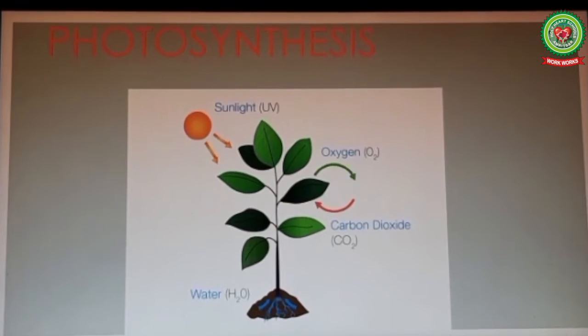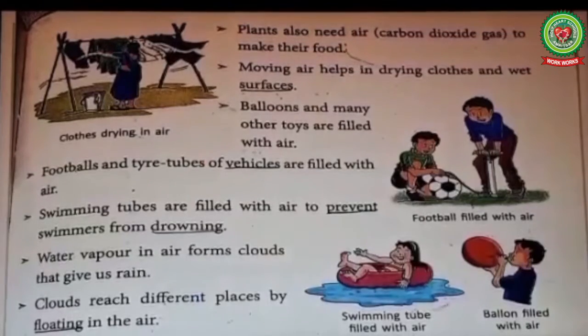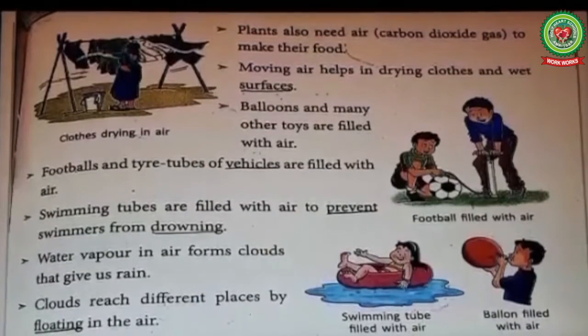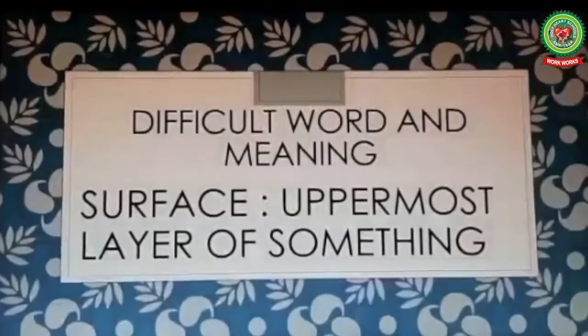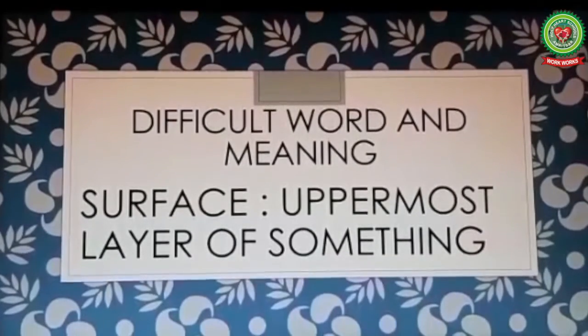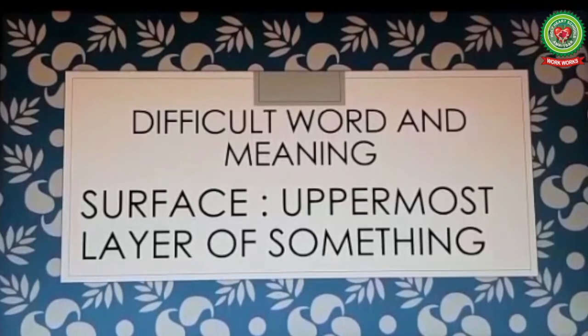Point number 3. Moving air helps in drying clothes and wet surfaces. Underline the word surfaces and write its meaning: uppermost layer of something. When the air is moving, the water evaporates quickly in the form of water vapors and goes into the air. Now come to the fourth point.